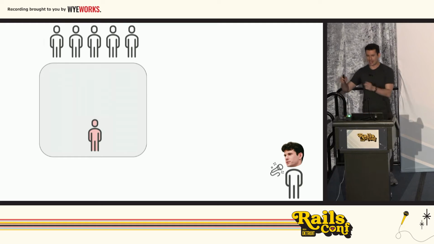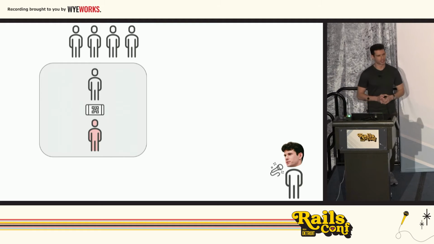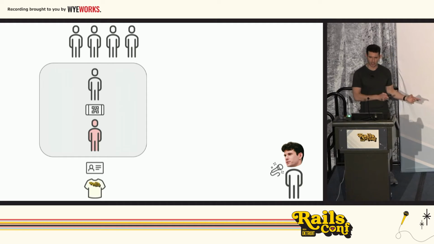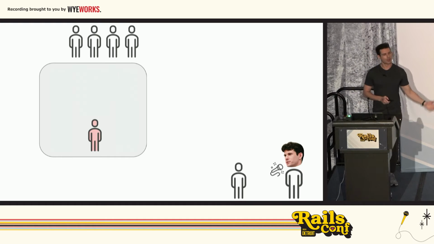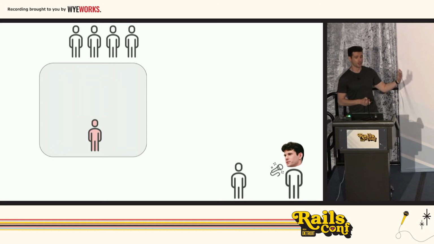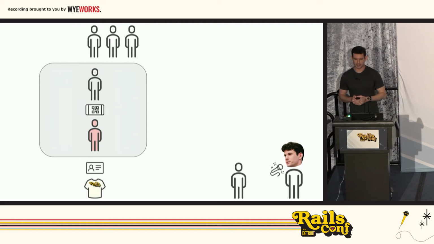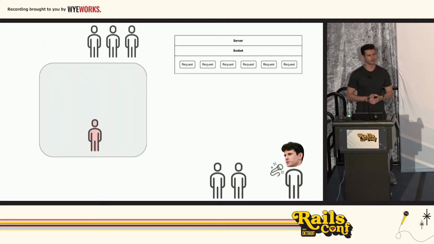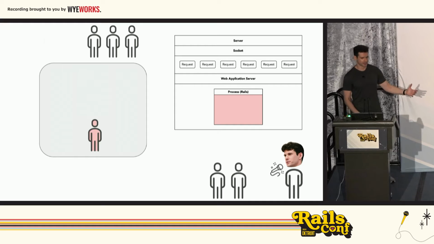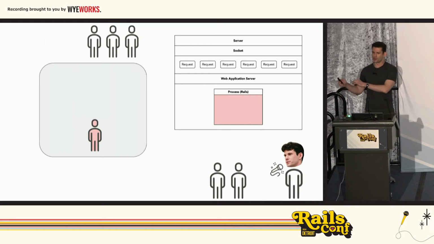The volunteer accepts an attendee who presents their ticket for scanning, and the volunteer then grabs the attendee's name badge and t-shirt, hands it off to them, and sends the attendee into the conference. Once that attendee has moved through the station, the volunteer can now accept another attendee where the same process would then repeat. The line of attendees here can be thought of as requests waiting on our server socket. Our station can be thought of as a Rails process, and our volunteer can be thought of as a thread within that process.